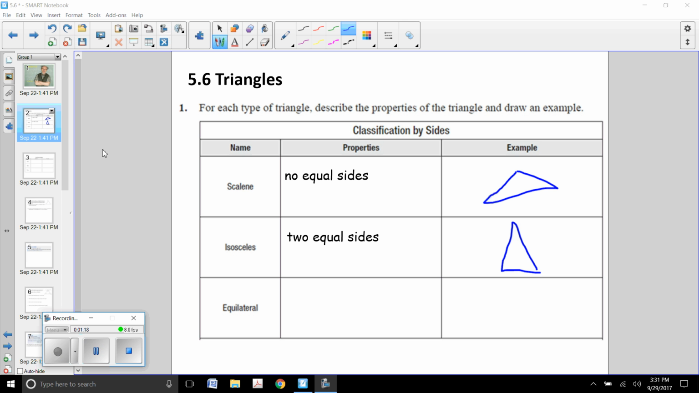And I'm sure you're guessing where the last one is heading: equilateral, and you can even hear the word equal in it. We have all sides equal for our equilateral triangle. And since all sides are equal in an equilateral triangle, actually all angles are equal as well.